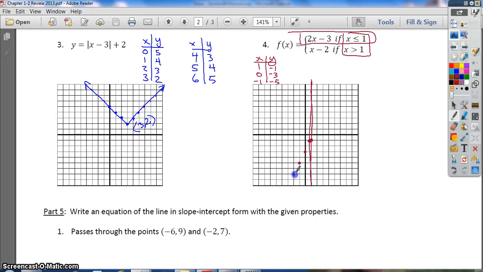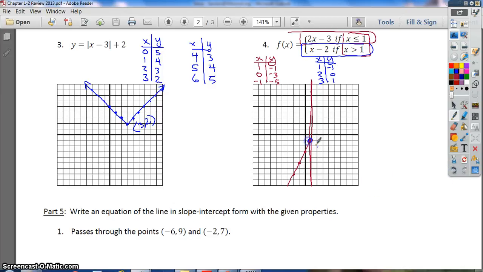Okay, and that's my slope of 2 basically. So there's my first line. Second line I'll do in blue, which is this guy. He's greater than 1, so I'll go 1, 2, 3. If I put 1 in, I get negative 1. If I put 2 in, I get 0. 3, I put in 1. 1 down 1, that would be an open circle here. Let me touch that up.